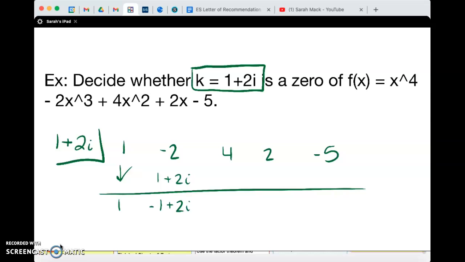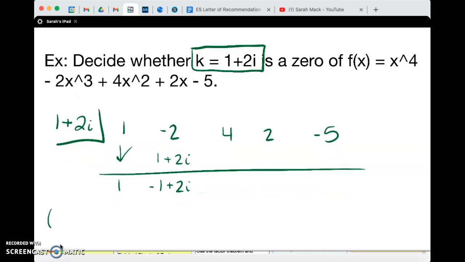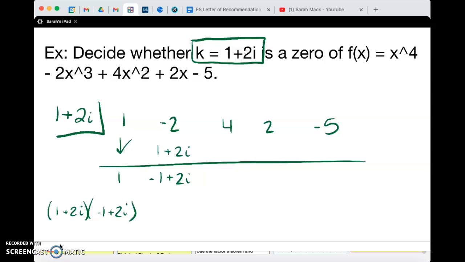Negative 1 plus 2i. Which is all fine and dandy until I have to multiply by 1 plus 2i. So I would go off to the side and have 1 plus 2i times negative 1 plus 2i. So I actually need to distribute this out. And that's where this becomes not fun because extra work basically. 1 times negative 1, negative 1. 1 times 2i is 2i. 2i times negative 1, negative 2i. 2i times 2i is 4i squared.